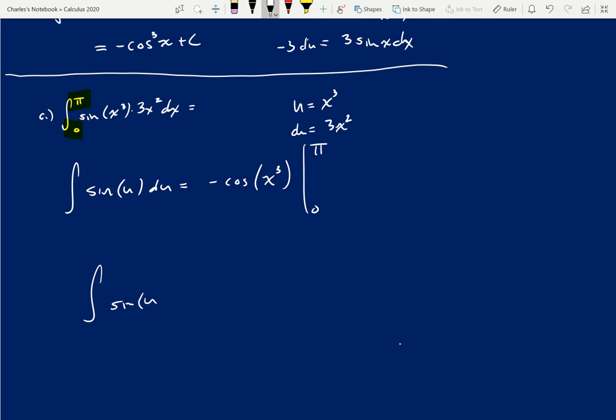Or your other option would be, at this point, with sine of u du, you can transform the boundaries. We made this substitution that u is equal to x cubed. So this lower bound could be 0 cubed, and this upper bound I could transform into pi cubed. And then you could evaluate it from there. And you should get the same answer.